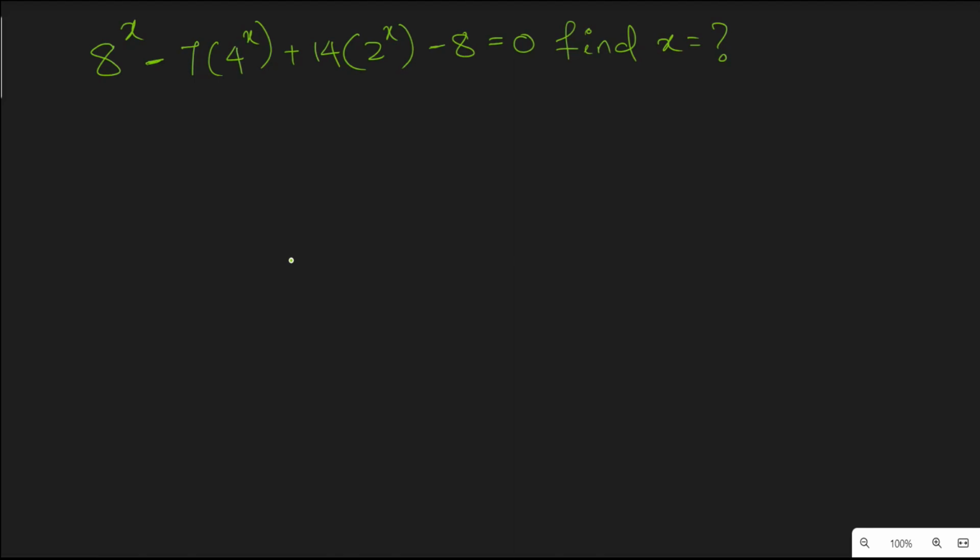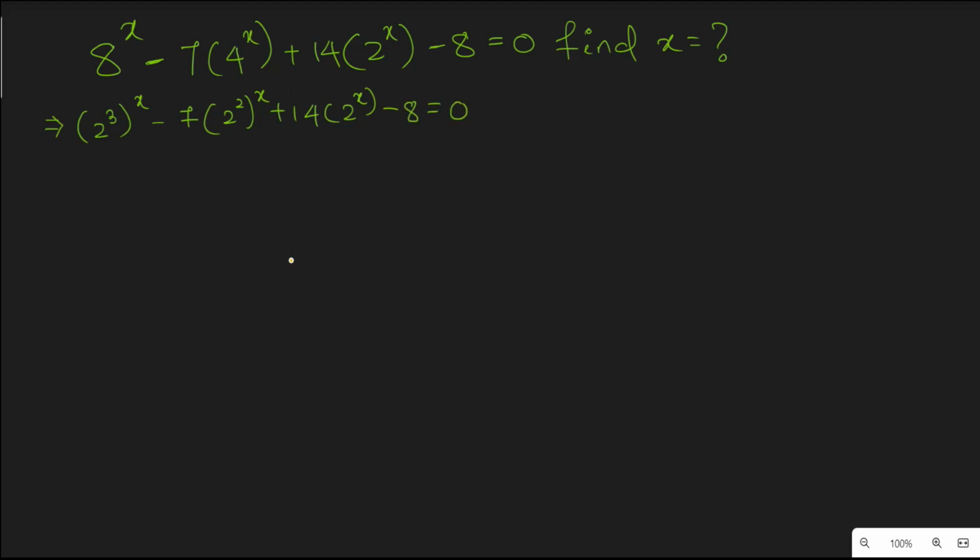Today we are going to solve this nice looking exponent equation. The question is 8 to the power x minus 7 into 4 to the power x plus 14 into 2 to the power x minus 8 is equal to 0. Find x. Here we can write 8 as 2 cube to the power x minus 7, 4 as 2 square to the power x plus 14 into 2 to the power x minus 8 is equal to 0.